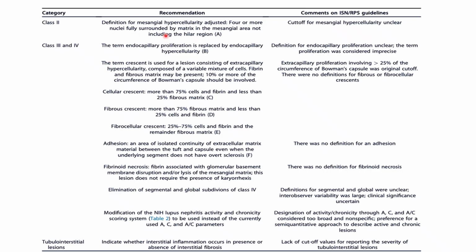So these are the recommendations for the definitions of various terms like mesangial hypercellularity, and endocapillary proliferation, which is replaced by endocapillary hypercellularity. There are three types of crescent: cellular, fibrous, and fibrocellular. Their definition is based on the percentage of cells and fibrin in them. Then the definition of adhesion, the definition of fibrinoid necrosis, and the definition of the crescent.